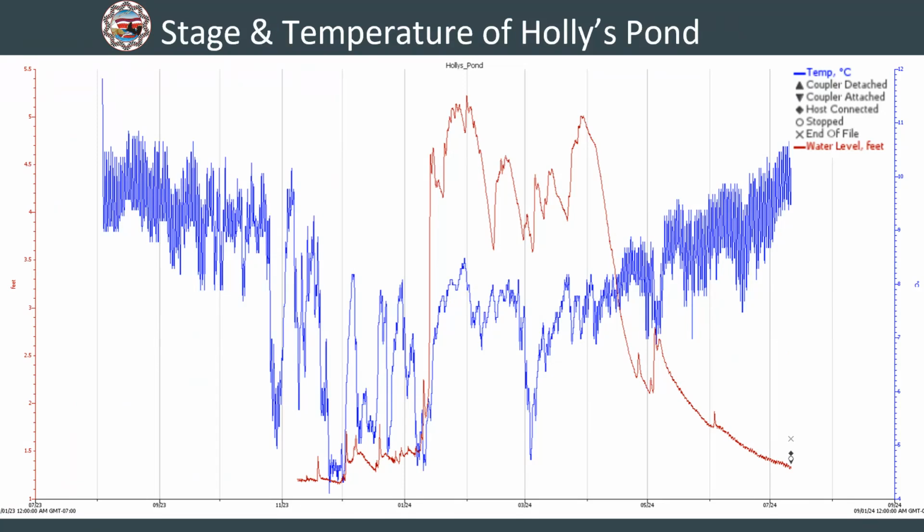Can you clarify the time unit on the x-axis? It's the, yeah, days, yeah. Okay, thank you.